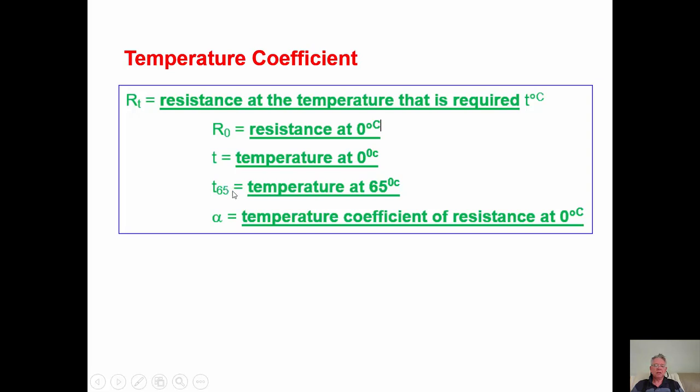And T65 equals the temperature at 65 degrees centigrade, but it could be 35, it could be 45, it depends on the question. So T by itself is at 0 degrees centigrade, and T with a 65 or 35, whatever value is there, that is the value of the temperature in centigrade. And then alpha is the temperature coefficient of resistance at 0 degrees centigrade, and that we get from a table.